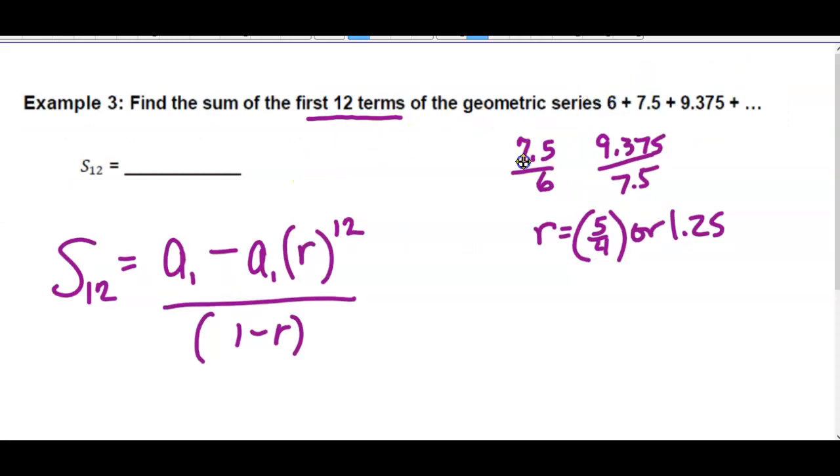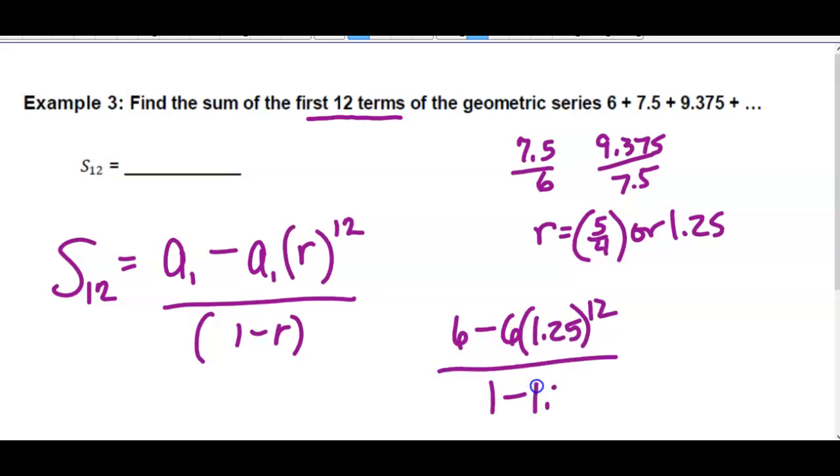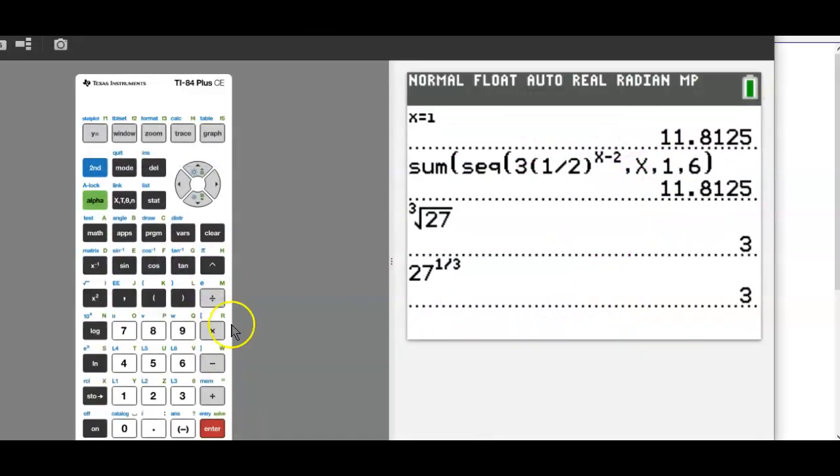So here we have 6 is the first term times 1.25 to the 12th, and it's all over 1 minus 1.25. Be careful you don't use a sub 1 down there. I sometimes get confused. It's r. You could do this all at once. You would need an extra set of parentheses like that. Otherwise, you're welcome to just type it in steps.